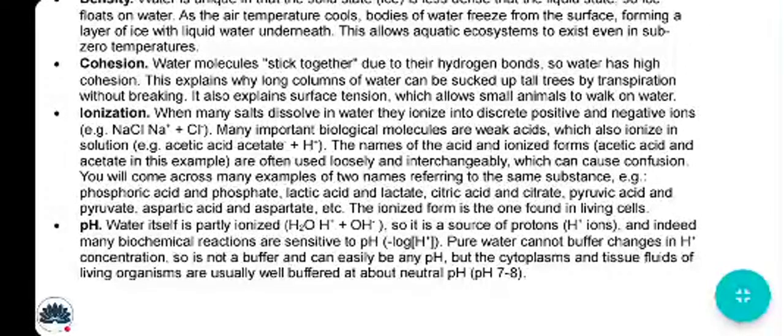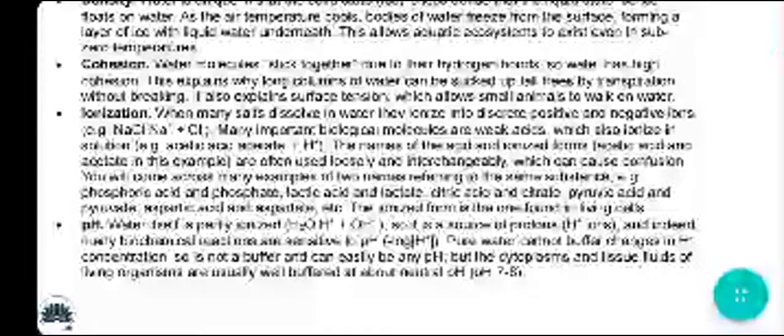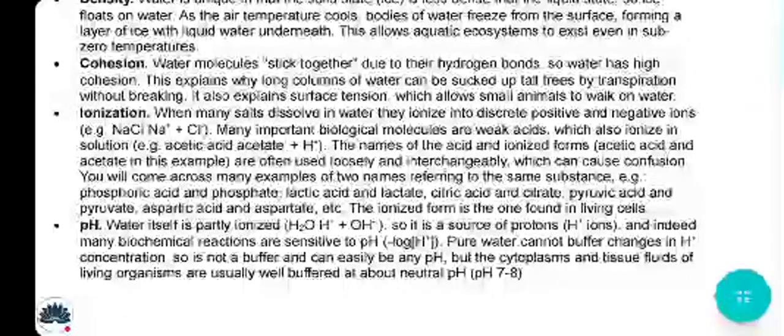The names of the acid and ionized forms, acetic acid and acetate in this example, are often used loosely or interchangeably, which can cause confusion. You will come across many examples of two names referring to the same substance, such as phosphoric acid and phosphate, lactic acid and lactate, citric acid and citrate, pyruvic acid and pyruvate, aspartic acid and aspartate, etc. The ionized form is found in living cells.